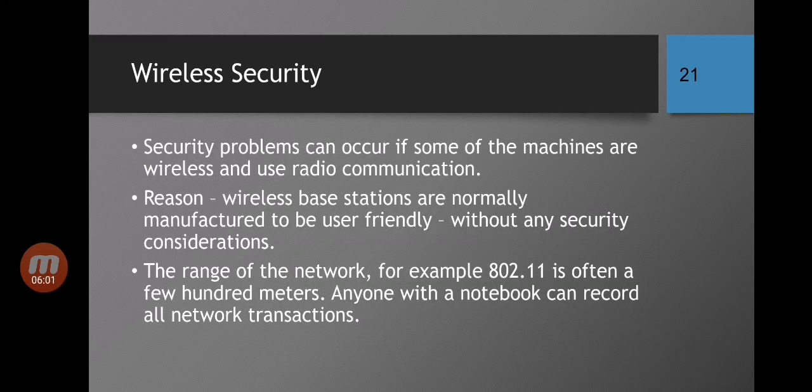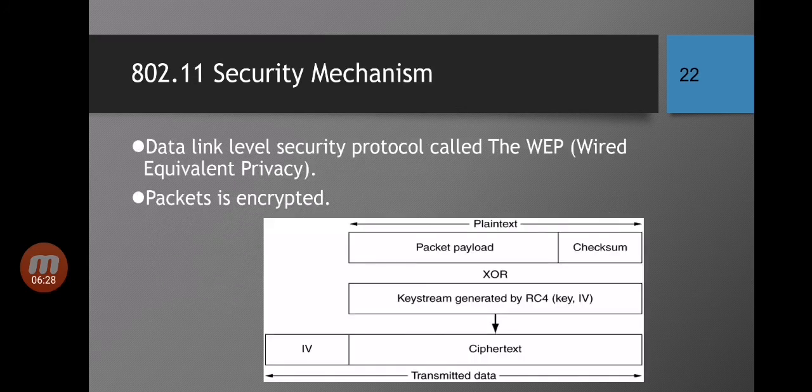Wireless security. Security problems can occur if some of the mechanisms are wireless and use radio communication. Now, the reason is the wireless base stations are normally manufactured to be user-friendly without any security considerations. The range of the network, for example, in a wireless LAN is often a few hundred meters. Anyone with a notebook can record a network transaction. So we built a security measure on the data link level called the Wired Equivalent Privacy, where the packet is actually encrypted.